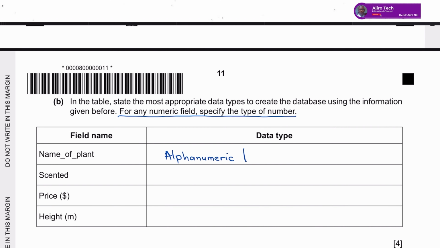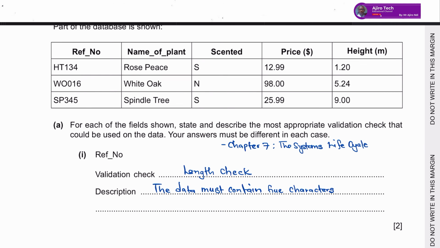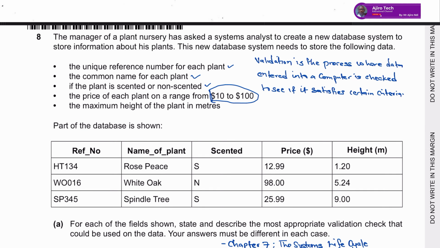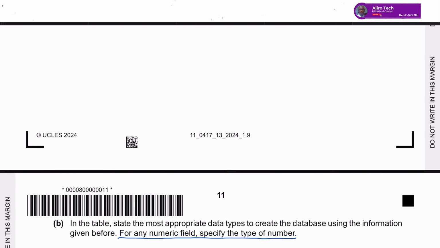This can be text. Centered. Okay, so this is S or non S. So that is Boolean.